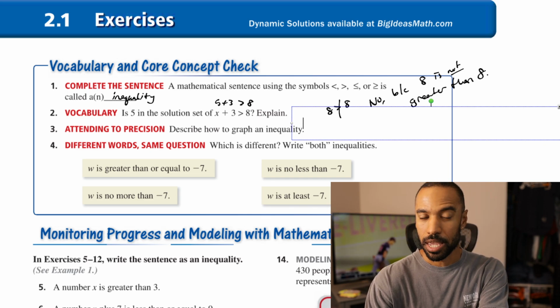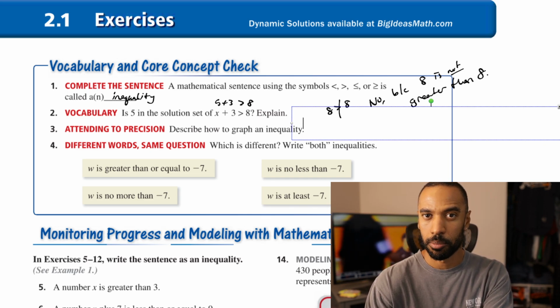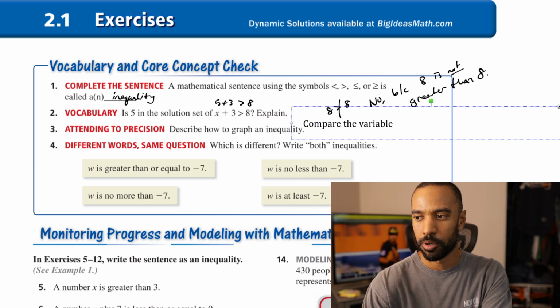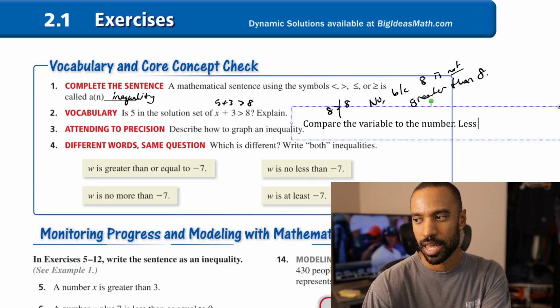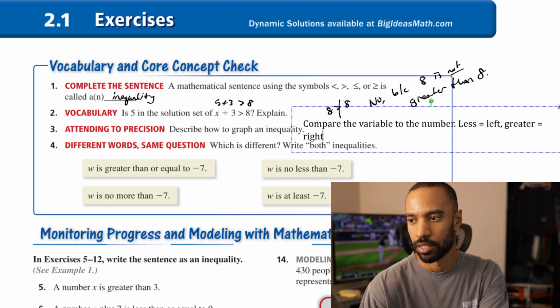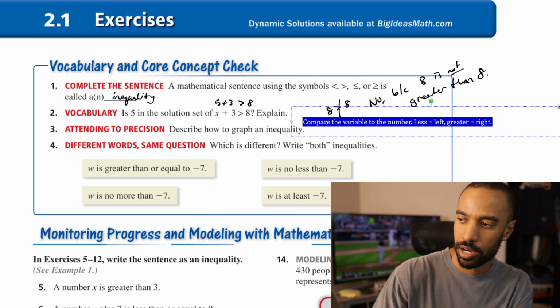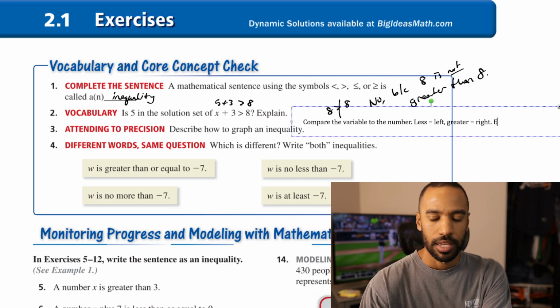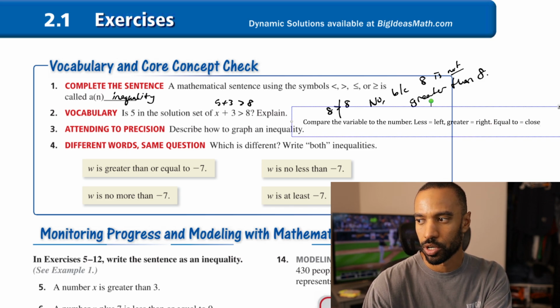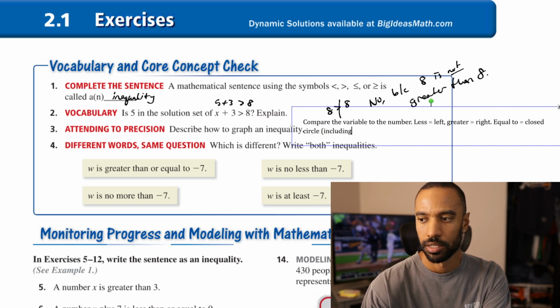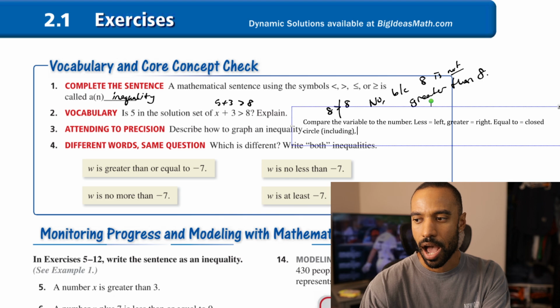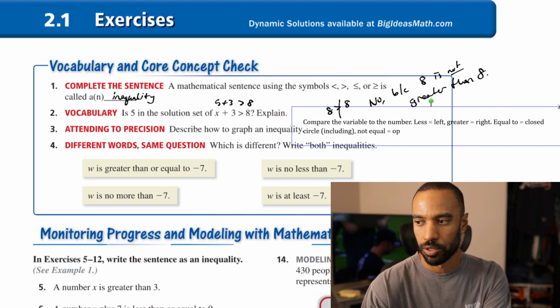First of all, for me personally, I compare the variable to the number, meaning variable on the left, number on the right. Less than is left, greater than is right. Okay, that's the start. Equal to equals closed circle, meaning including it. Not equal to equals open circle, which means excluding it.